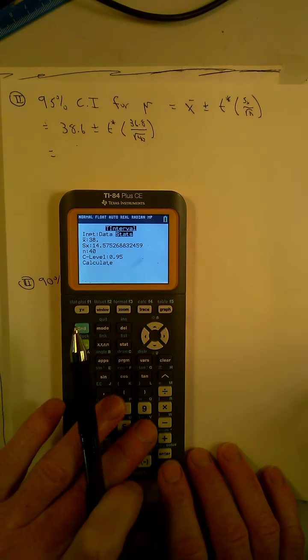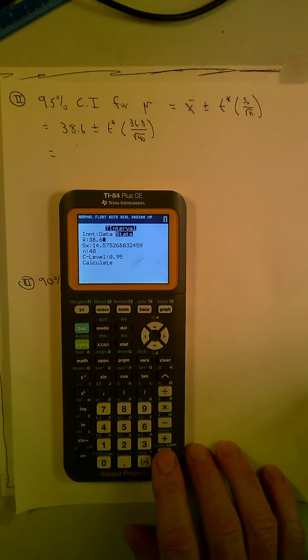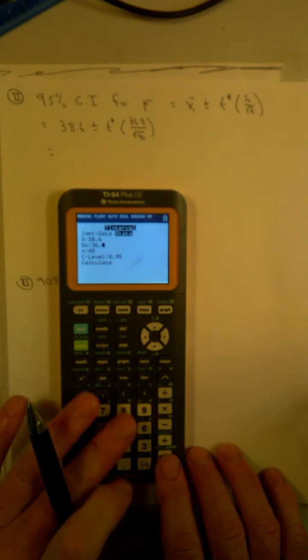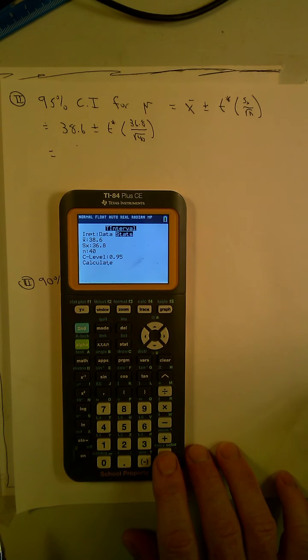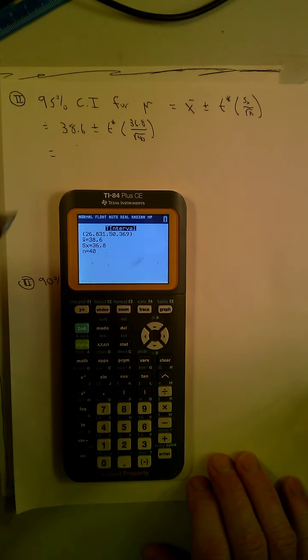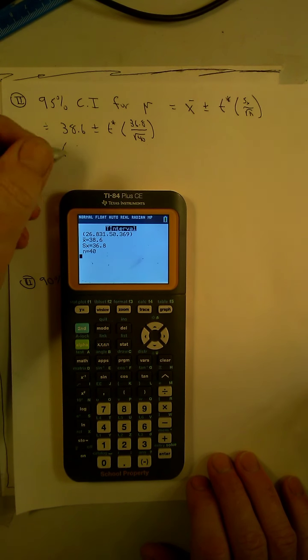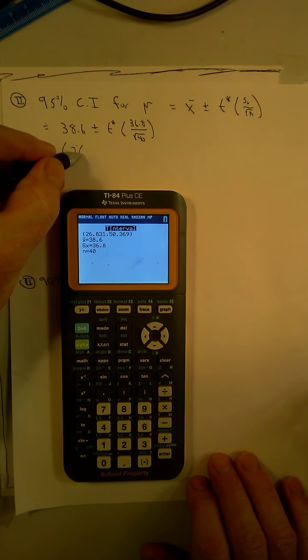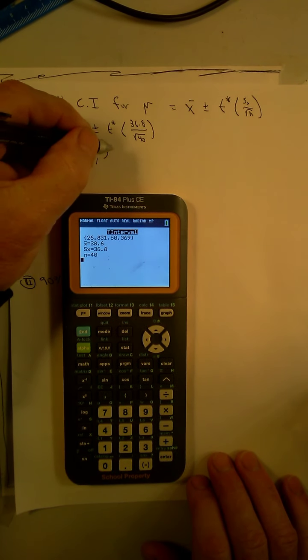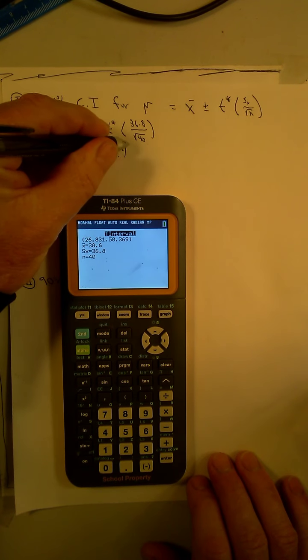38.6. Standard deviation of the sample, 36.8. Sample size is 40. Confidence level is 95. Calculate. 26.8, comma, 50.4.